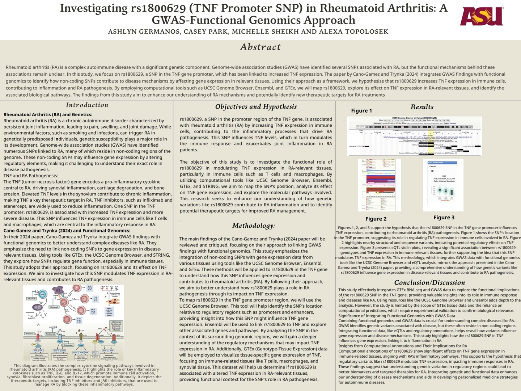Now we are going to talk about the methodology. Our approach follows the framework that was presented in the 2024 paper, which successfully integrated the GWAS data with functional genomics to explore genetic variants that contribute to complex diseases such as RA. Following this approach, we used several computational tools to analyze the RS1800629 SNP.